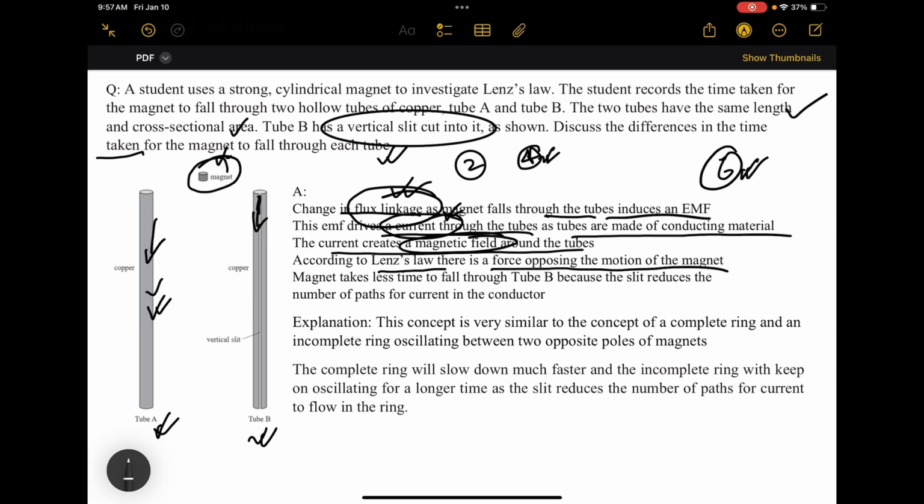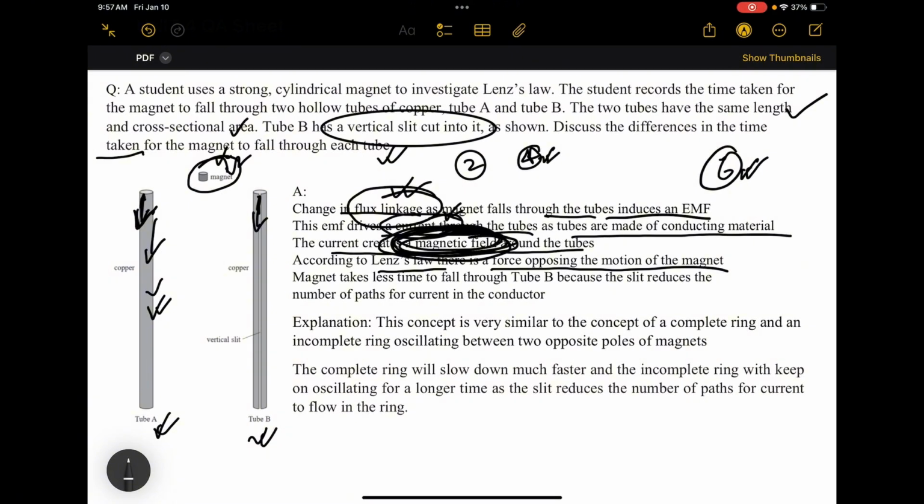We have always learned that the creation opposes the creator. When the magnet was falling down the tube, the magnet created a magnetic field. Now this magnetic field will interact with the magnetic field of the permanent magnet, and the force will be such that it opposes the motion of its creator. This was the reason behind this magnetic field being created, so it will always oppose the motion of its creator.